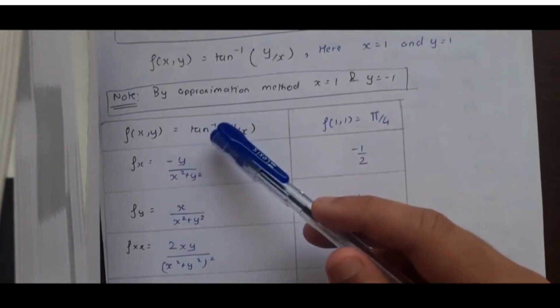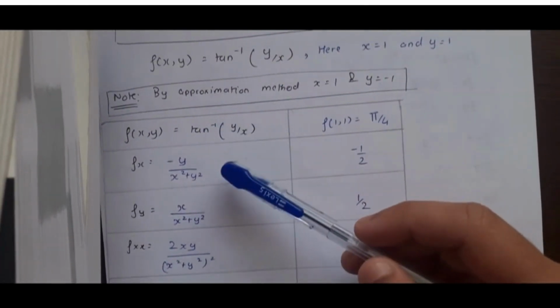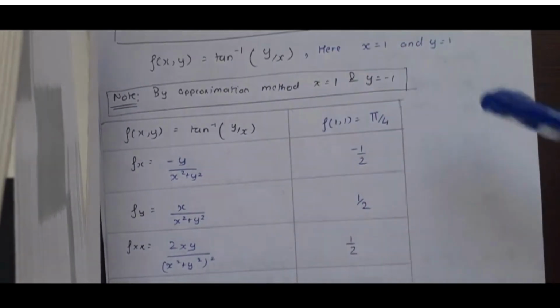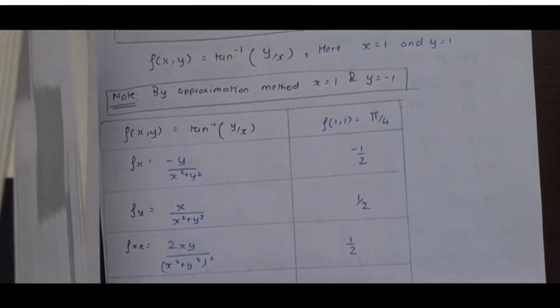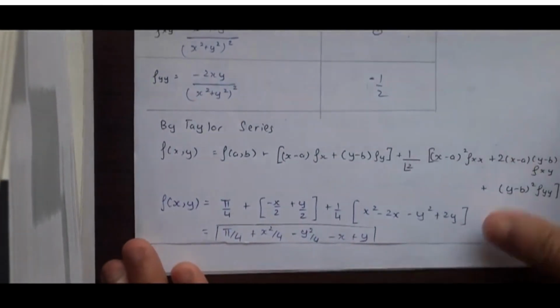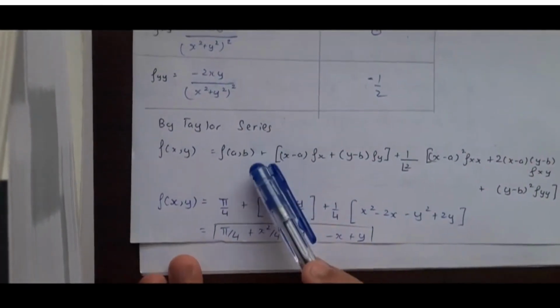The same way we solve it. So tan inverse of y by x, first derivative with respect to x, first derivative with respect to y, and we plug in 1 comma 1 to get the values. Same way we form the table we need. As we can see over here, the table we need, and then we can expand in this Taylor series formula.